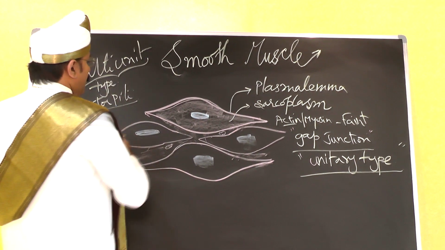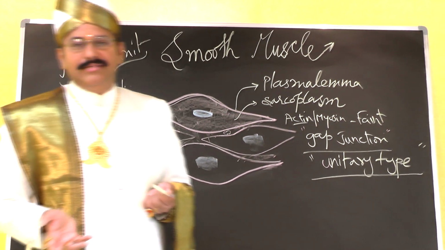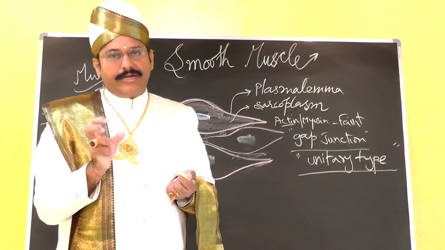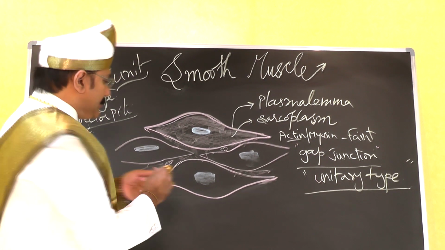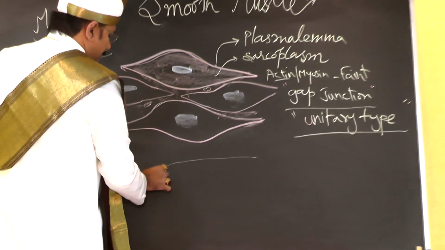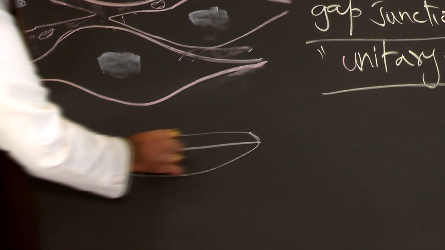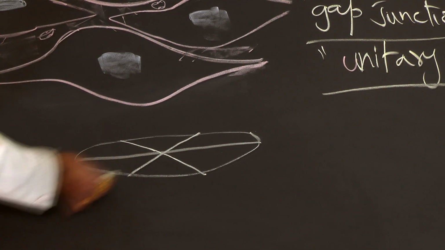Now here if you see, what is the purpose of any muscle? Contraction. So here the smooth muscle is also contracting. We said it is slow, sustained contraction. So please understand, this is the shape of the smooth muscle. Here you are having the actin and myosin filaments, okay?